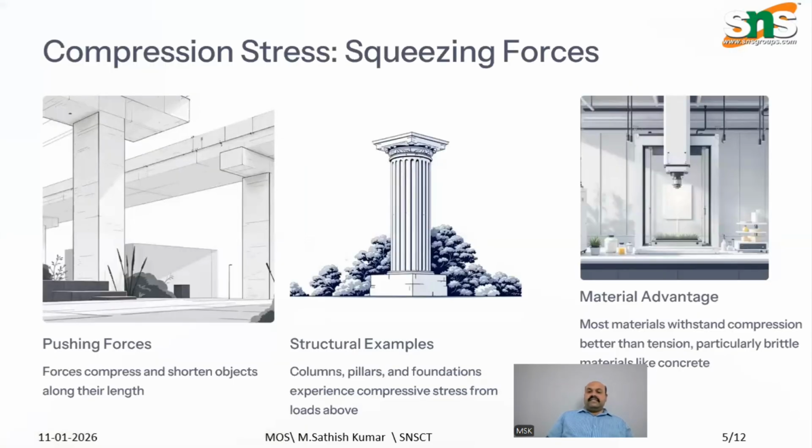So compression stress is a squeezing force. Normally we have columns to understand this better, where forces compress and shorten objects along their length. Structural examples like columns, pillars, foundations experience compressive stress from loads above. The material advantage is that most materials withstand compression better than tension, particularly brittle materials like concrete.